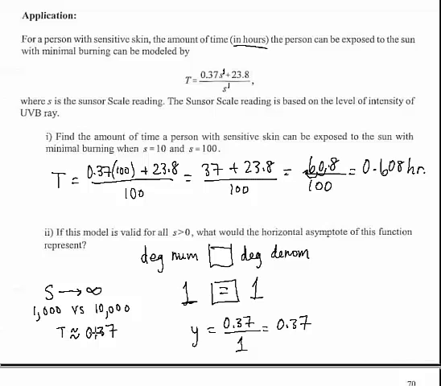Alright, so past a certain amount of time, or past a certain Sunsor scale, you're really only safe staying out in the sun with minimal burning less than about, you could say, a third of an hour.